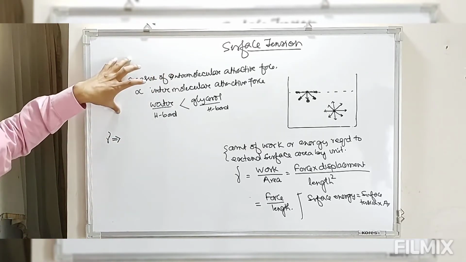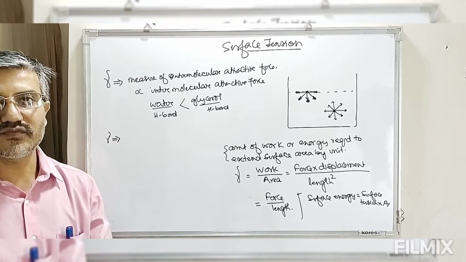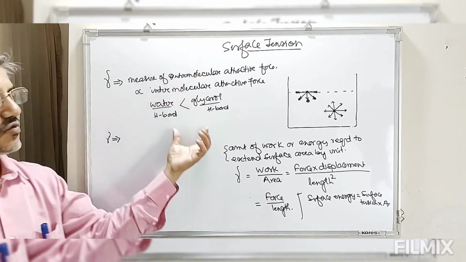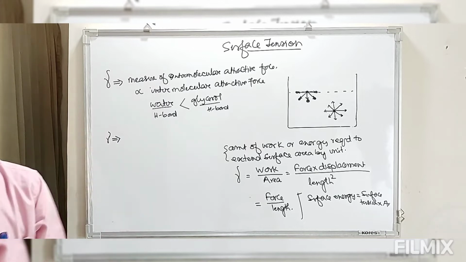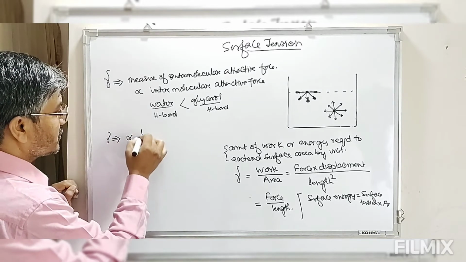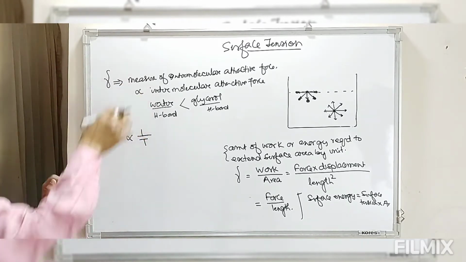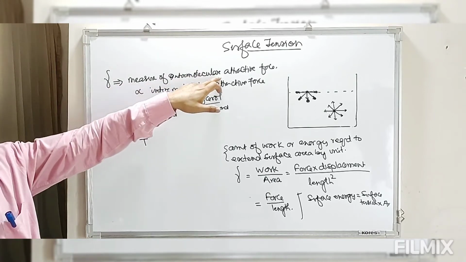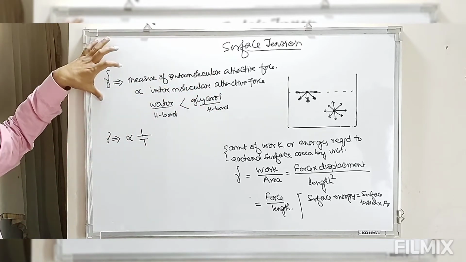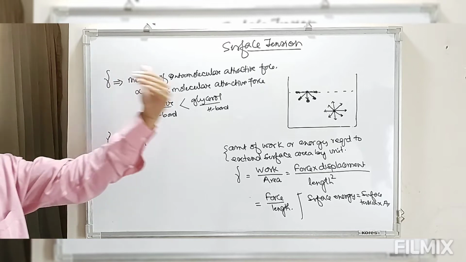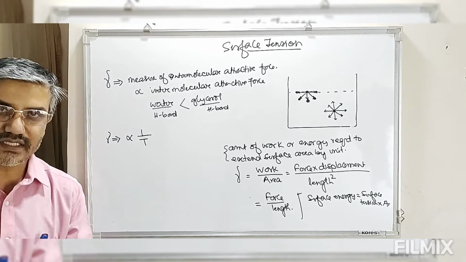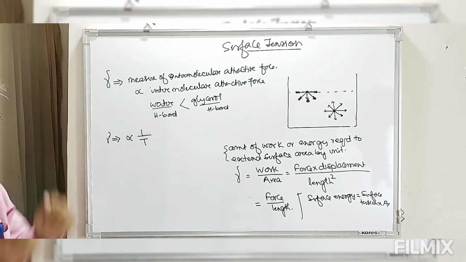Second, this surface tension is measuring intermolecular attractive force, and intermolecular attractive force also depends on temperature. If the temperature is increased, the intermolecular attractive force will decrease. If the intermolecular attractive force decreases, then the surface tension will decrease. So surface tension is inversely related to temperature. That means on increasing temperature, the surface tension of the liquid will decrease. If the temperature is decreased, the surface tension will increase.